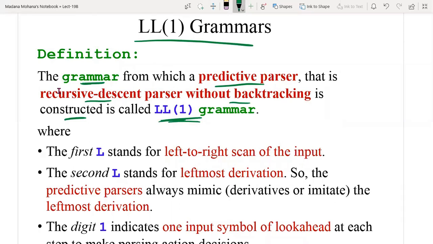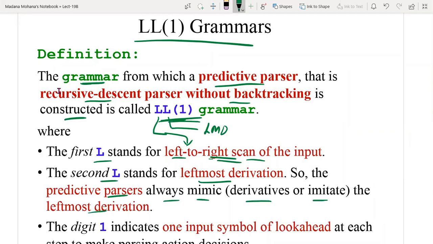Now in LL1, let us see the meaning of LL and 1. The first L stands for left to right scan of the input. The second L stands for leftmost derivation. The predictive parser always mimics, or imitates, the leftmost derivation.